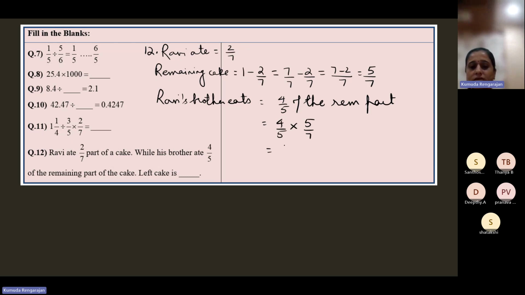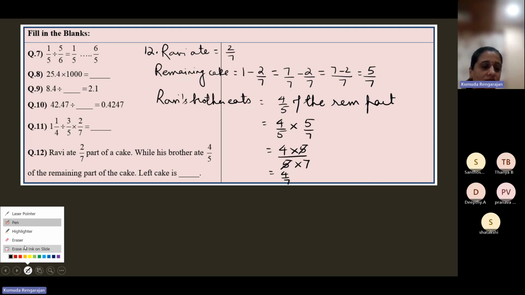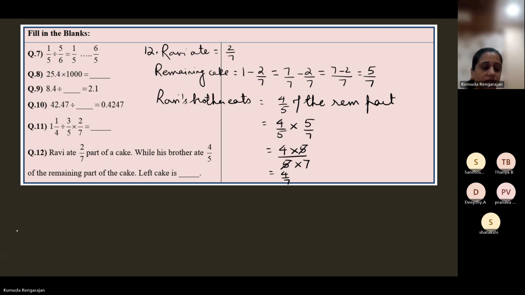How do you simplify? Multiply the numerators, multiply the denominators. Now, how much is remaining? See, supposing there were 10 chocolates, somebody eats 3. What is remaining? 7. And now somebody eats 4. What is remaining? 3.